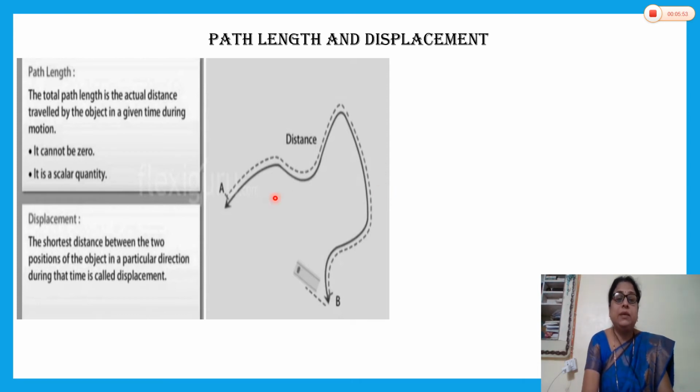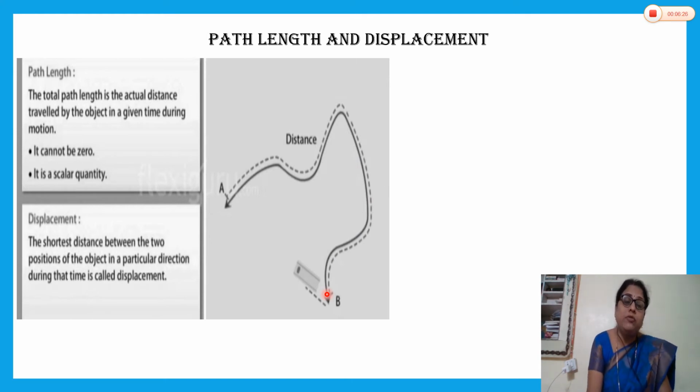See here in this diagram, suppose initially the object is at point A and finally the object reached point B by this path. This is the actual path along which the object is moving to reach point B. So to measure the path length or distance covered by the object, we have to measure this total distance, and that total distance gives us the path length when the object moves from point A to B.